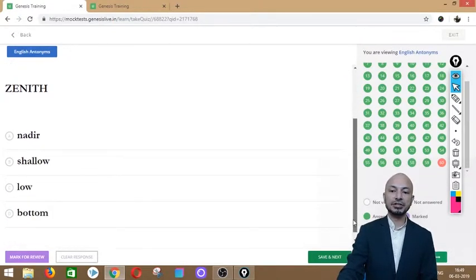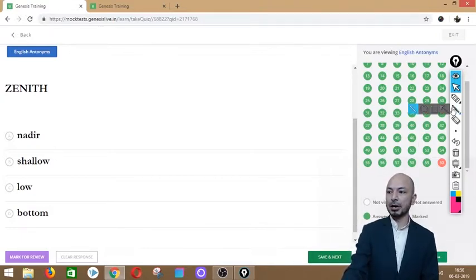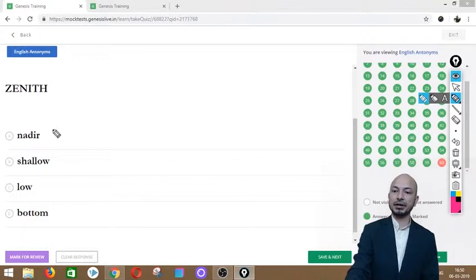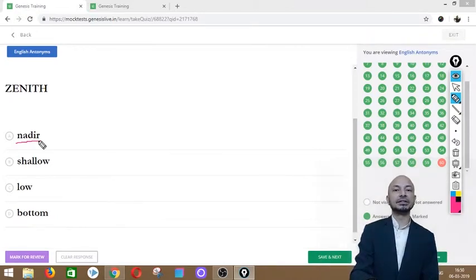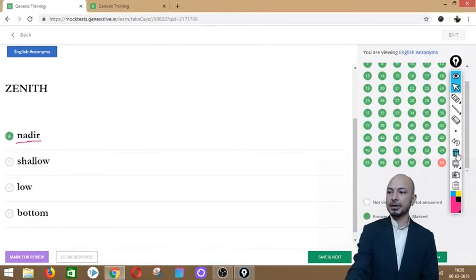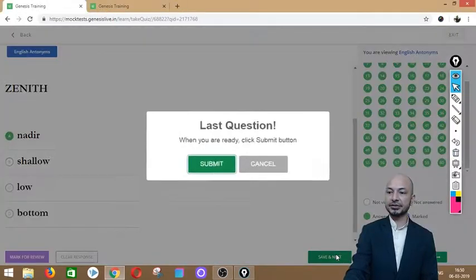We come to question number 60, and the word is zenith, and the options given are nadir, shallow, low, and bottom. So the right option is option A, which says nadir. Zenith is right at the top of something, and nadir is right at the bottom of something. So exact opposites, perfect antonyms. We click option A and say save and next.